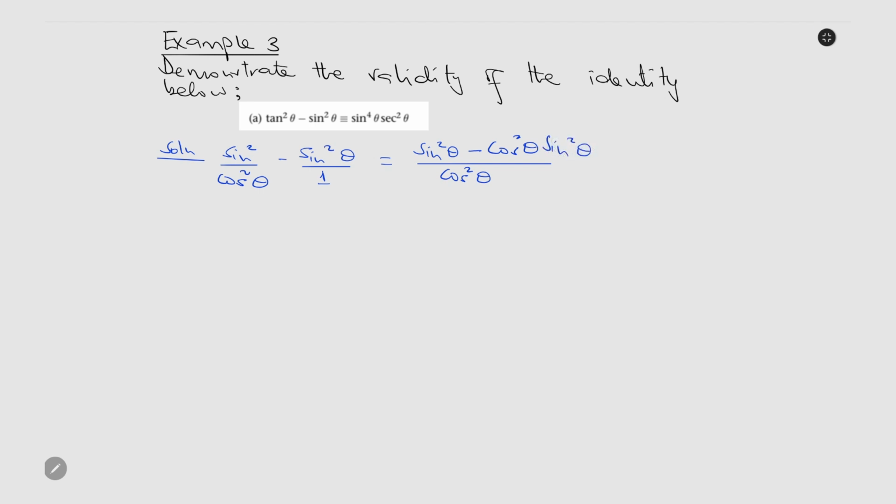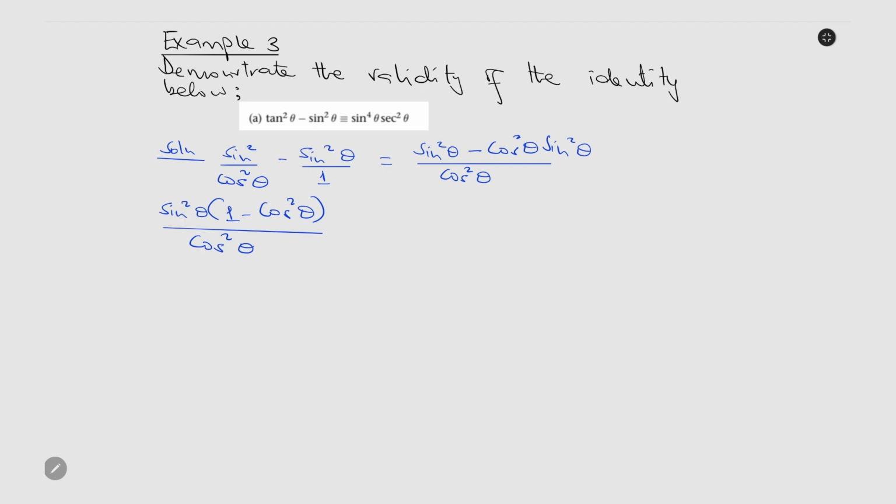Okay, I can factor out sine squared theta. So if I factor sine squared theta, in the numerator I will have sine squared theta into 1 minus cos squared theta. The denominator is still cos squared theta. Realize that if I open the bracket, sine squared theta times 1 will be sine squared theta, which is here. Sine squared theta times cos squared theta will be cos squared theta sine squared theta, which is here. So I've just factored out sine squared theta.